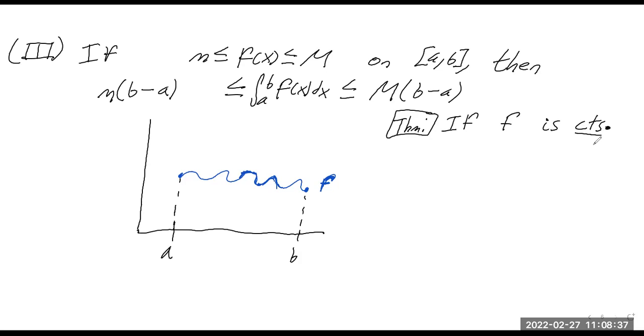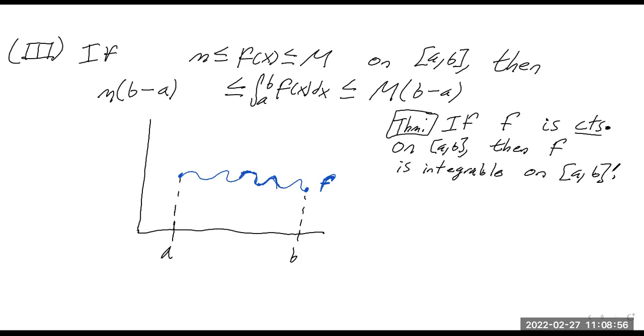If f is continuous, which I abbreviate as CTS, on the closed interval a to b, then f is what we call integrable on a to b. And to be integrable just means that the integral exists as a limit for all partitions.